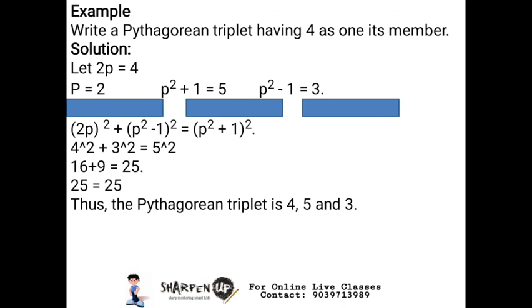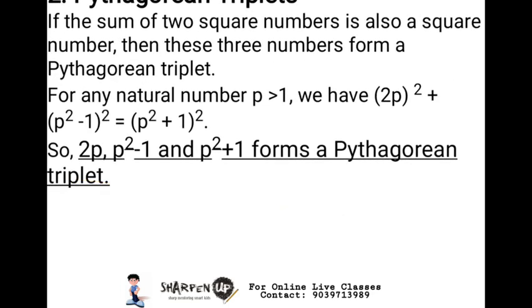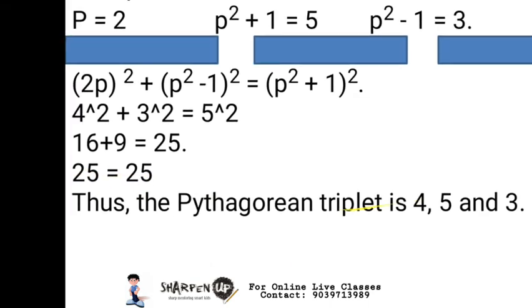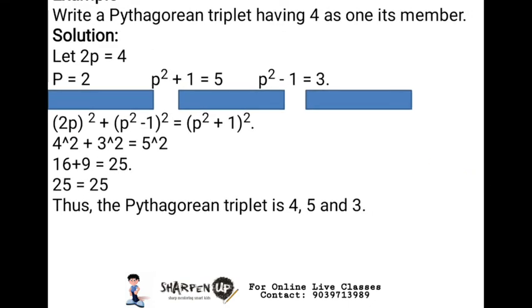We can check them by using our pattern. It's (2p) square plus (p square minus 1) whole square is equal to (p square plus 1) whole square. We put these values in this formula. So 4 square plus 3 square is equal to 5 square. That means 16 plus 9 is 25. So these are our three Pythagorean triplet numbers, 4, 5 and 3.